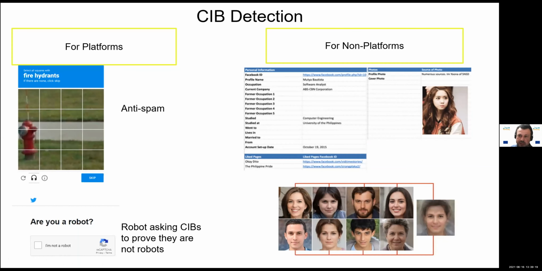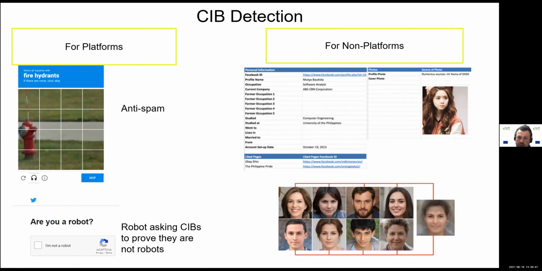This is an instance of what we have as a main difference. On the left, you can see what is fighting CIBs for platforms. It's mostly based on anti-spam and CAPTCHA. It's basically a robot asking CIB to prove they are not robots. It's a bit exaggerated, but most of the anti-CIB policy from the platforms is based on spam detection.